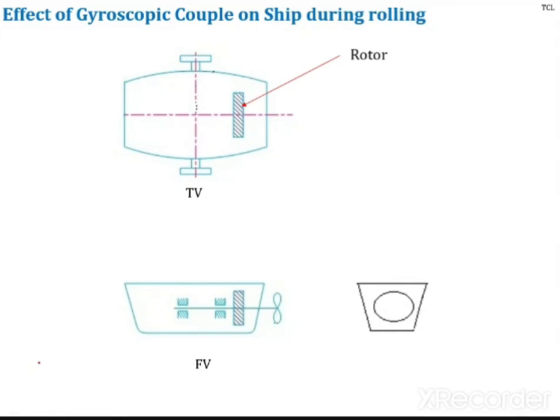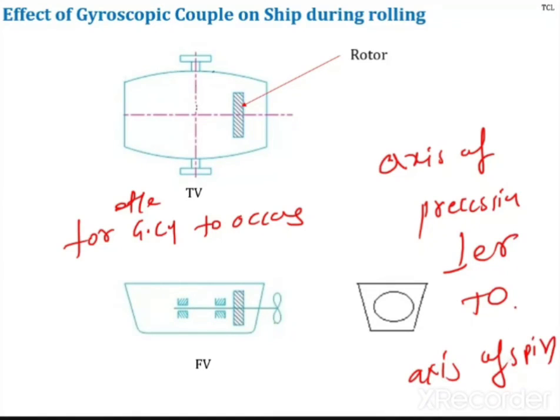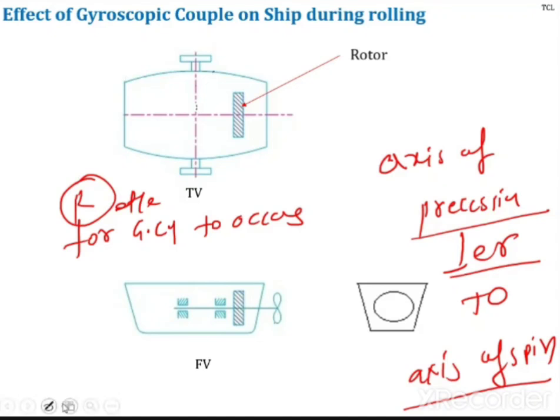Now in the very starting lecture, I have explained to you that for a gyroscopic couple to occur, परत बघा मी हे वाक्य परत सांगते. For the effect of gyroscopic couple to occur, it is very important that the axis of precession should be perpendicular to the axis of spin. सगळ्यांना क्लिअर झालं? For an effect of reactive gyroscopic couple to occur, axis of precession should be perpendicular to the axis of spin. Now let us take one by one.